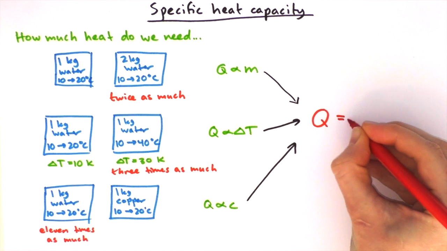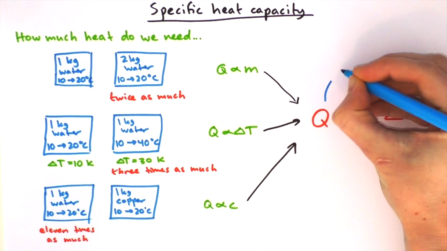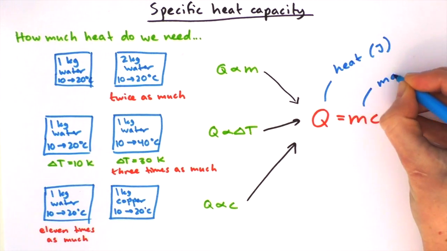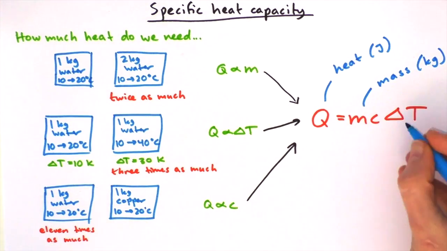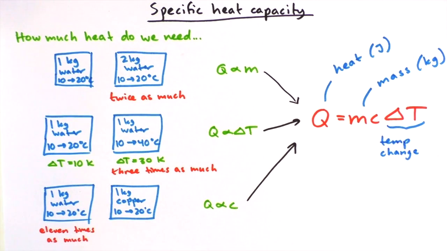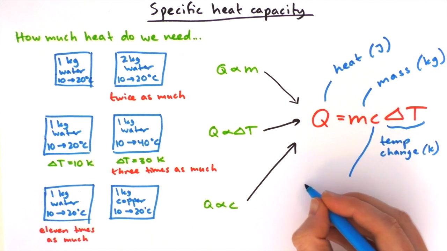So we get Q equals mc delta T, because the heat was proportional to all these 3 things. And in this formula, Q stands for heat, and it's measured in joules. M stands for mass in kilograms. Delta T is the temperature change, and it's measured in kelvins. And C is the specific heat capacity.